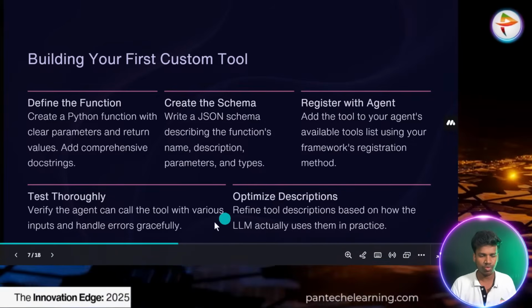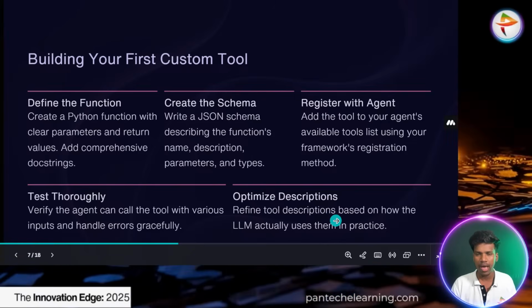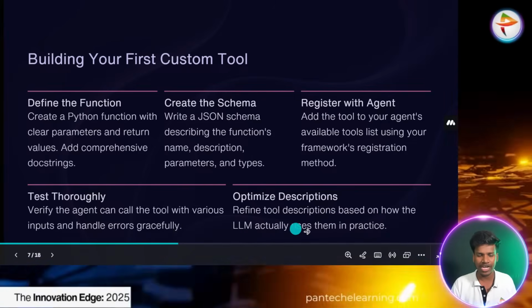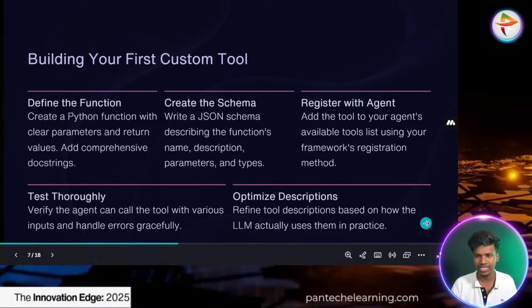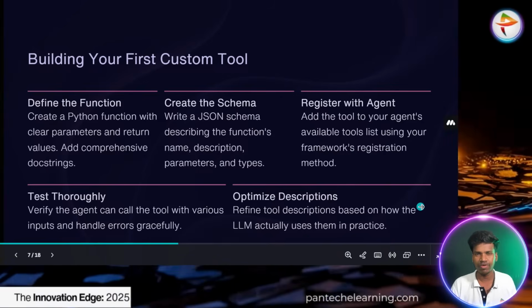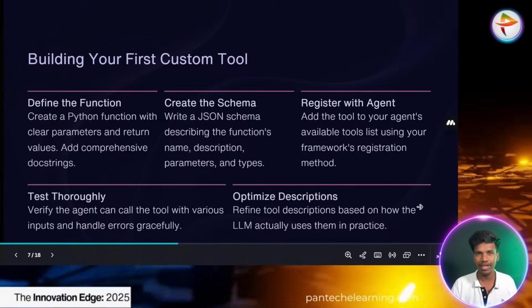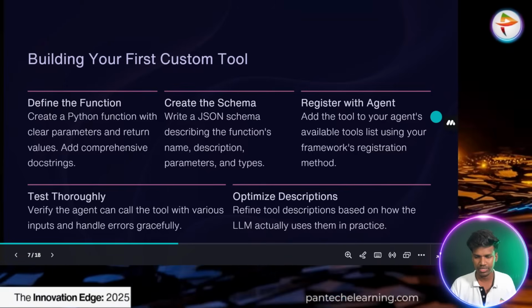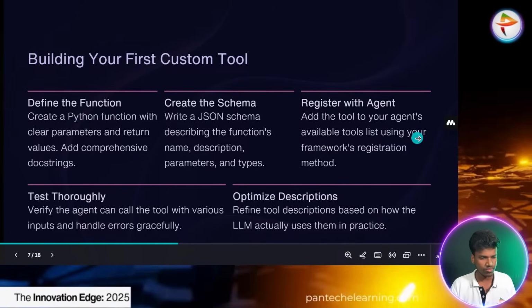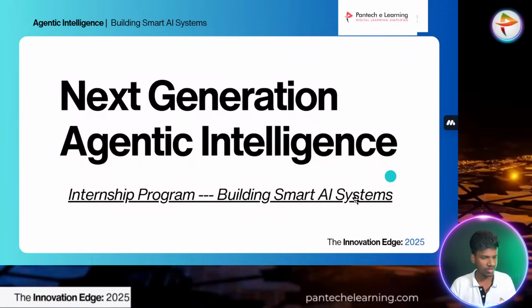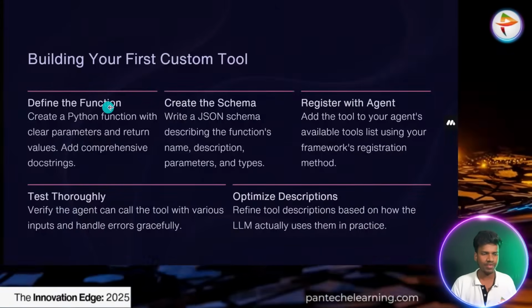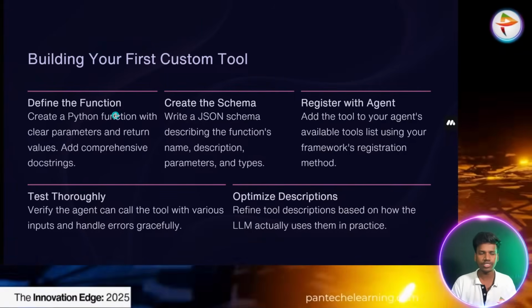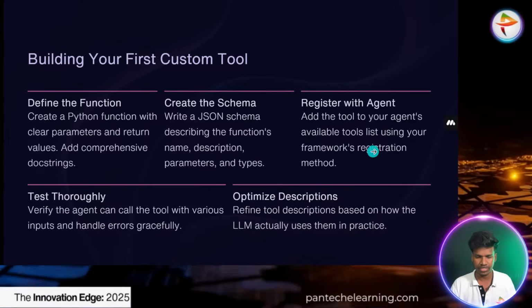Optimize description. Refine the tool description based on how the LLM actually uses it in practice. Was it a smooth process or not, is it properly executed or not? That is the optimized description in this particular place. Then, yeah, this is the way we can build our first custom tool for agent creation.